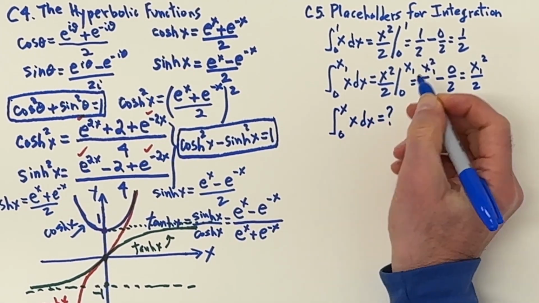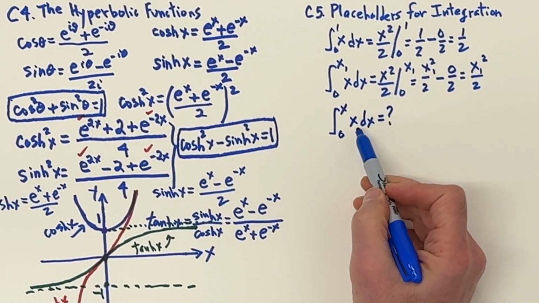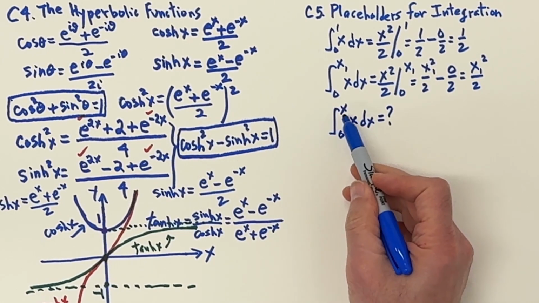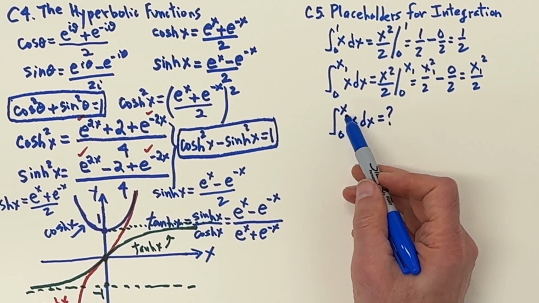on here? That looks a little weird because you're integrating over this variable and you're using the same variable as an integration limit. Like, what's going on there?